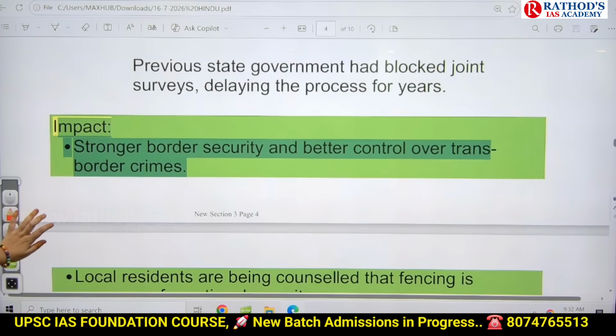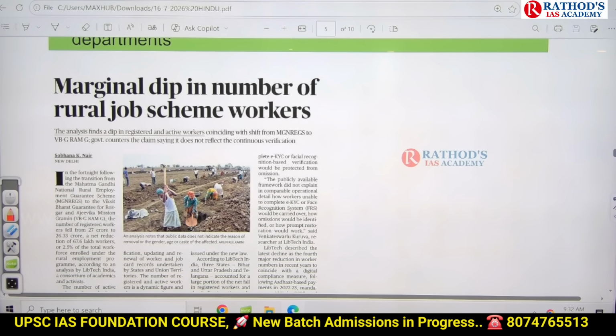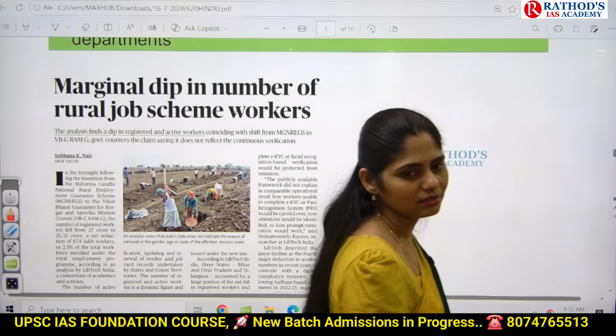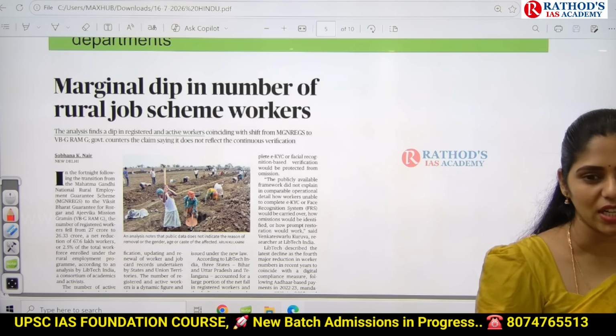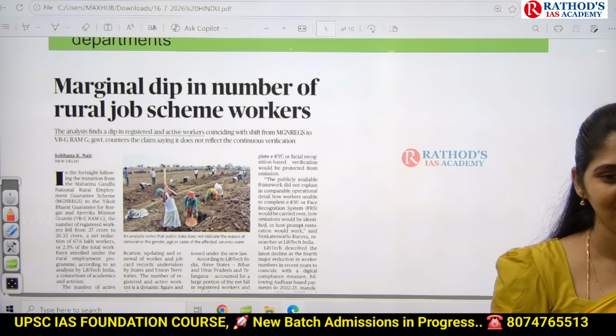Okay. Yeah, see this next article, guys. Marginal dip in number of rural job scheme workers. You know about this rural employment scheme? What is that? MG Narega, replaced by VBG Ramji. What is the full form?